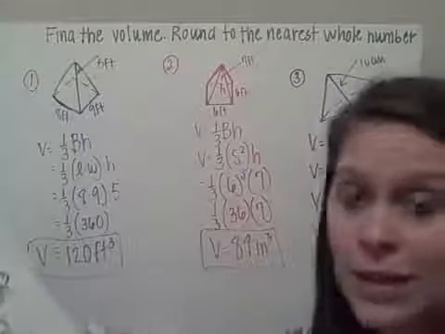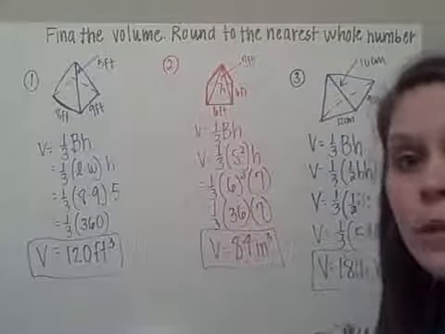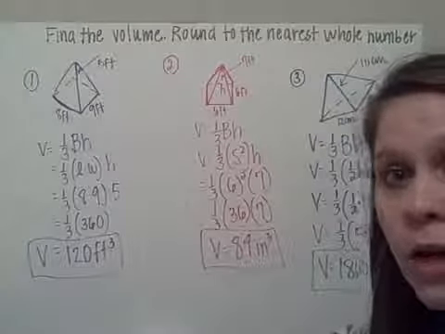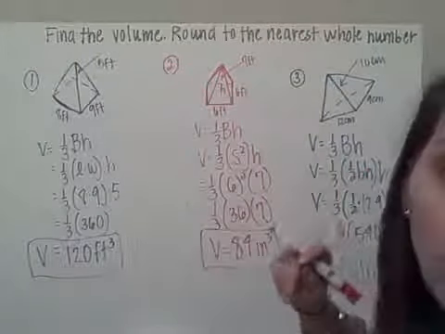We're going to do a last few examples, and this is going to be with pyramids. And we've talked about 3 types of pyramids: one with a rectangular base, a square base, or a triangular base. So we want to find the volume and also round to the nearest whole number.